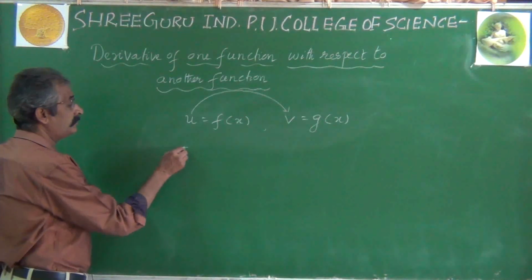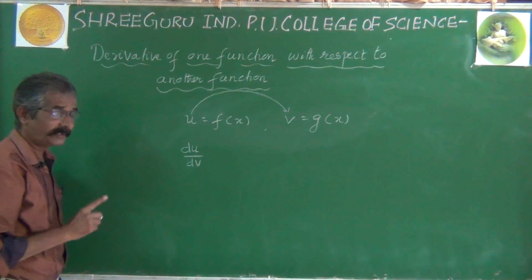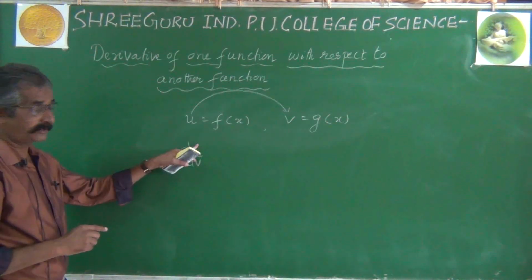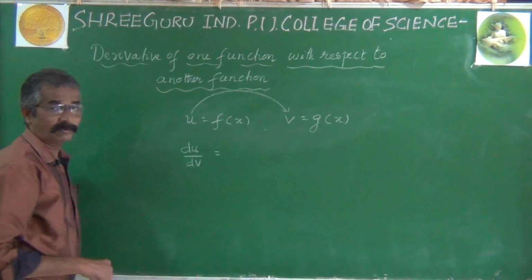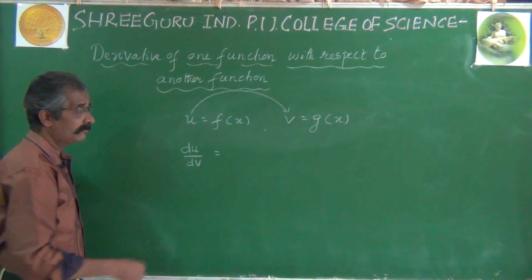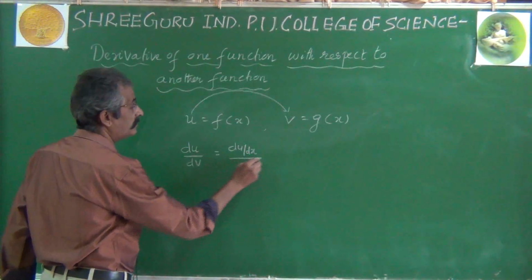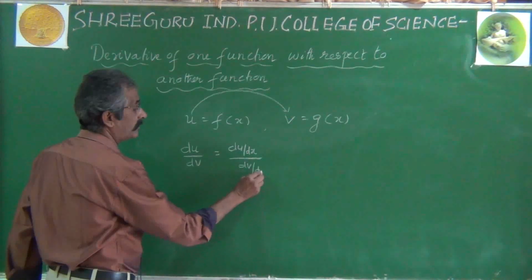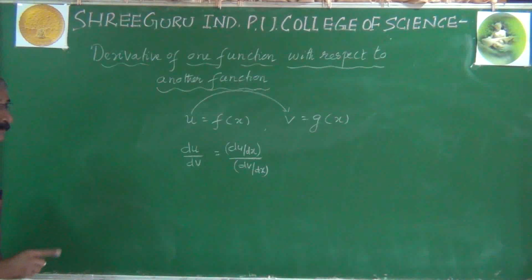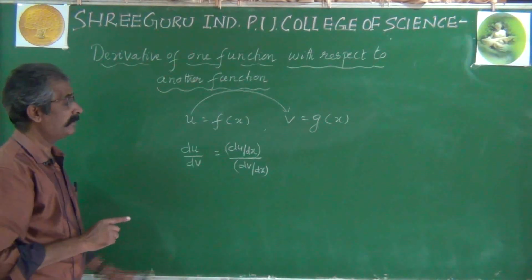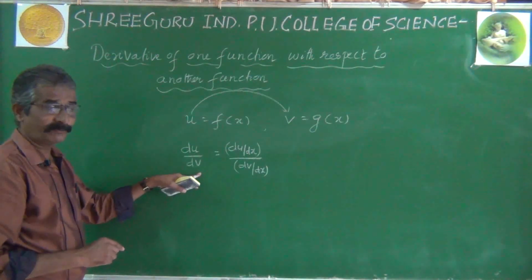Now it is denoted by du by dv, to be read as the derivative of u function with respect to v function, and it is given by the formula du by dx divided by dv by dx, nothing but derivative of u divided by derivative of v with respect to x. This is the formula for differentiation of u function with respect to v function.